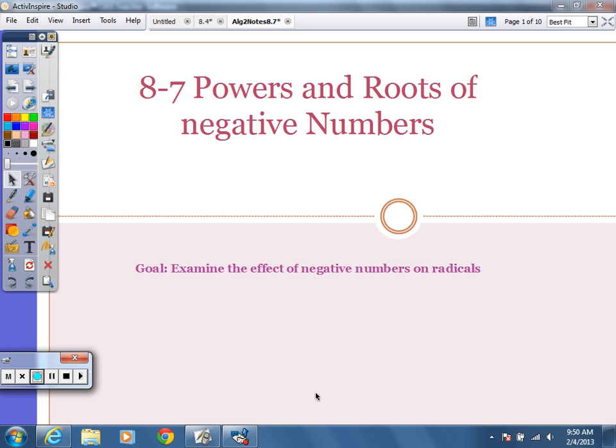Hi guys, this is a section on 8.7, powers and roots of negative numbers. What we're going to do today is examine the effect of negative numbers on radicals. There are some aspects of this that are going to be a little bit confusing, and we just need to try to simplify it as much as possible. It's going to be a wordy section. Just make sure you jot down any questions so that we can address them in class when you come back, okay?